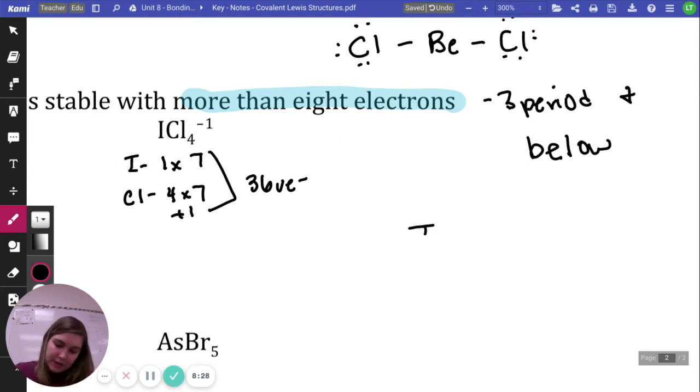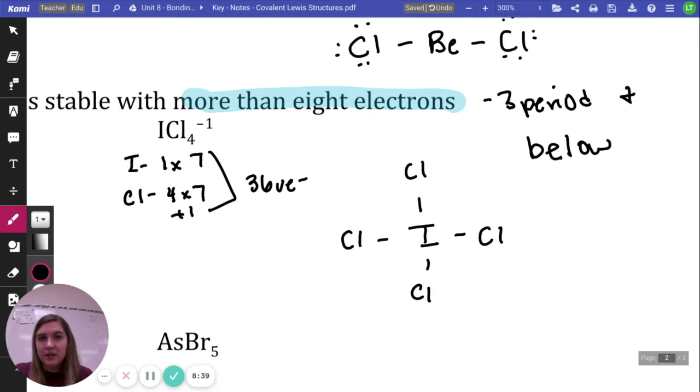All right, I'm going to put iodine in the center. Go ahead and bond my 4 chlorines around it. I've used 8 valence electrons at this point, so I still have 28 more to use. So let's go ahead and start adding them on. So 2, 4, 6, 8, 10, 12, 14, 16, 18, 20, 22, 24. Okay, so now all of my outer octets are full, but I still have 4 more electrons to use.